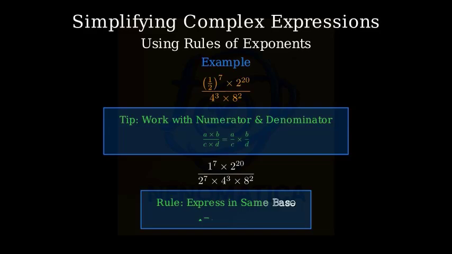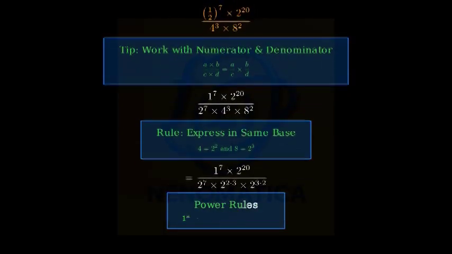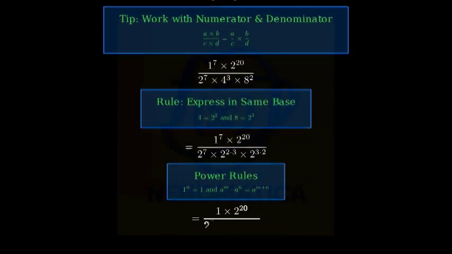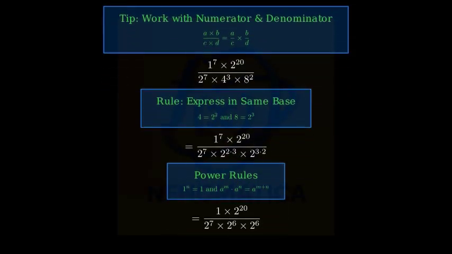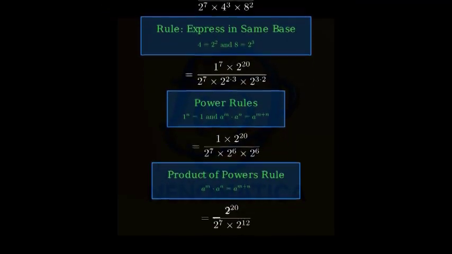Now let's rewrite all terms as powers of 2. First, 1/2 to the 7th power is 1 over 2 to the 7th power. 4 is 2 squared, and 8 is 2 cubed. Let's continue simplifying. We can rewrite 1 to the 7th power as simply 1, since any power of 1 equals 1. Now that everything is in terms of powers of 2, we can use the power rule to simplify the denominator. Now, we can multiply the exponents in the denominator.